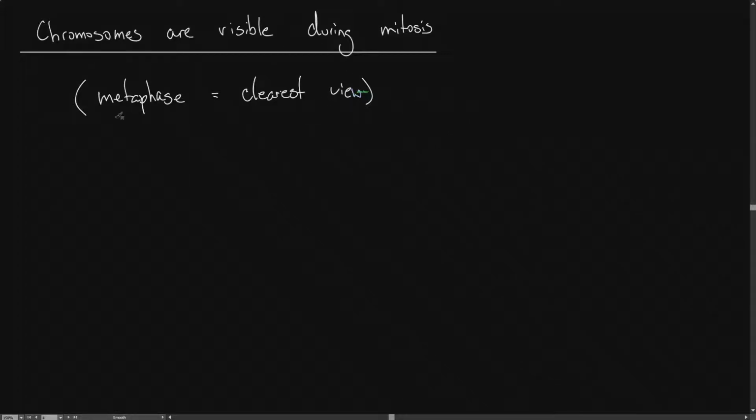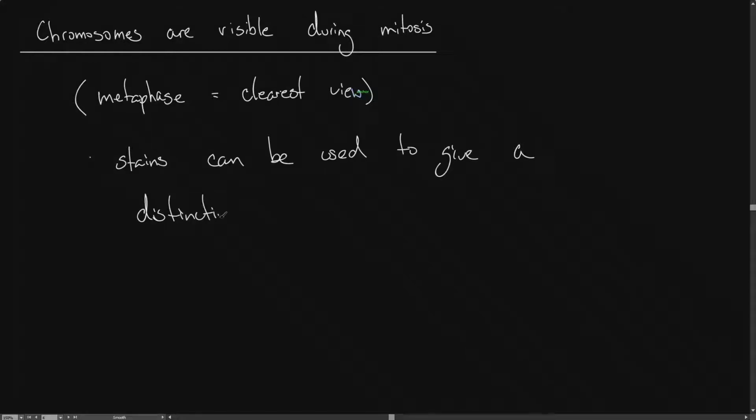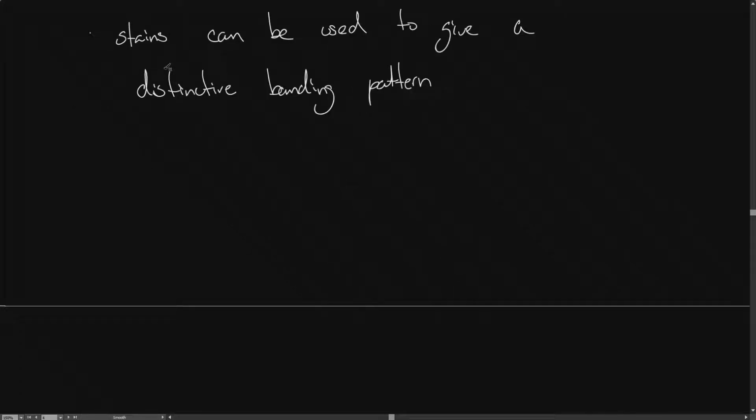To better see these chromosomes, scientists use stains, so stains can be used to give a distinctive banding pattern. If stained at the right time and in the right way, chromosomes are quite easy to see and observe under a microscope. The best time to stain and observe these chromosomes is when the cell is dividing.